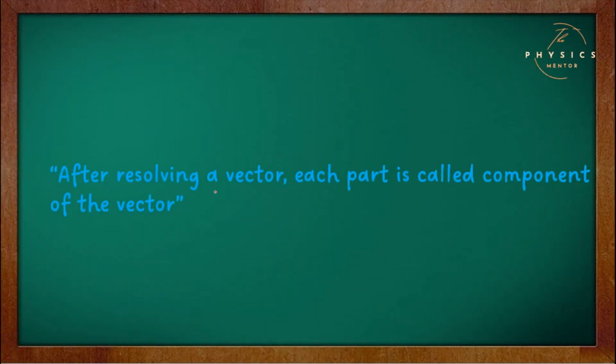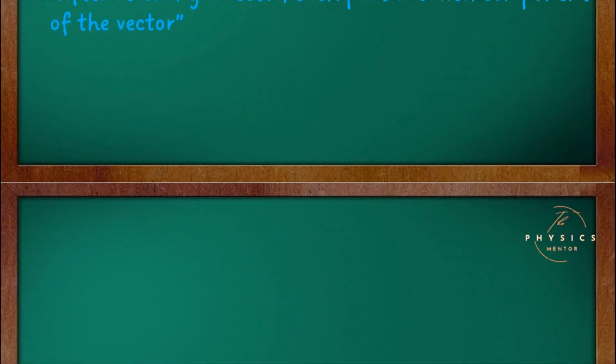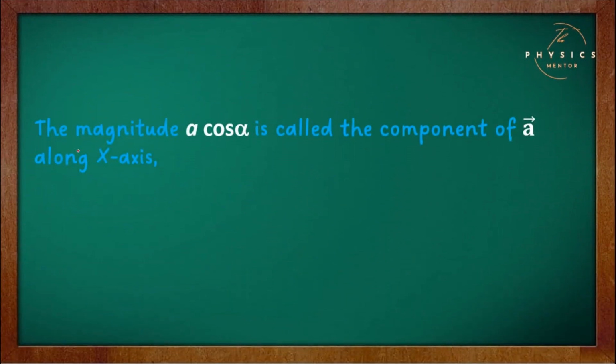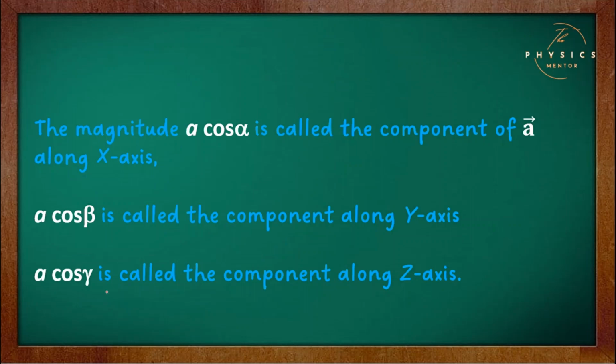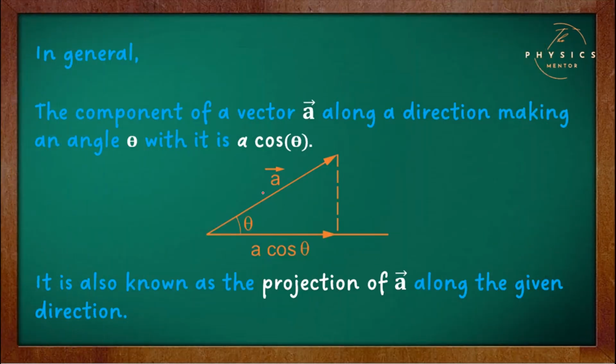After resolving a vector, each part is called a component of the vector. The magnitude A cos alpha is called the component of vector A along x-axis. A cos beta is called the component along y-axis. A cos gamma is called the component along z-axis.